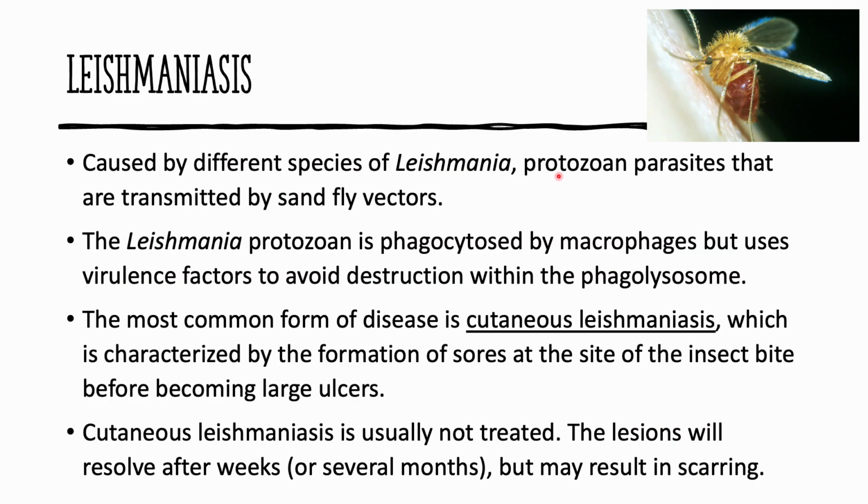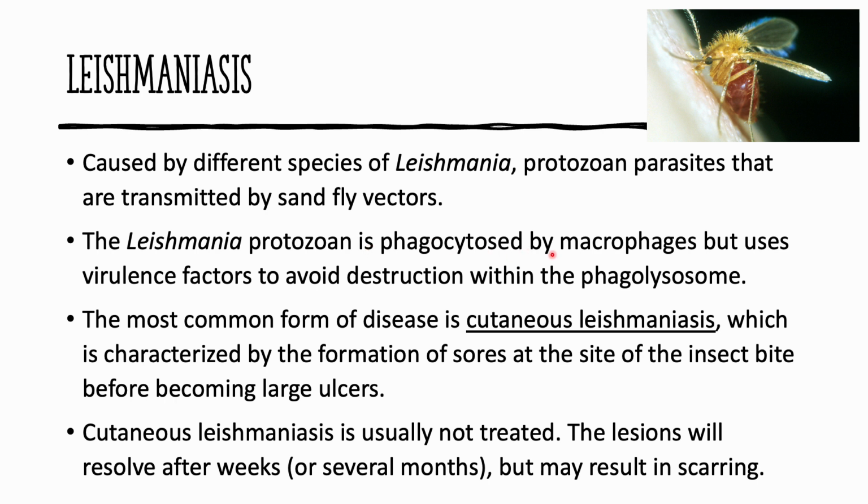Another example of a protozoan parasite that infects the circulatory system and uses the circulatory system to move around and infect other parts of the body is Leishmania. The disease it leads to is leishmaniasis. This protozoan is transmitted again by an arthropod vector, the sandfly. Leishmania has some really neat virulence factors in order to avoid your immune system.